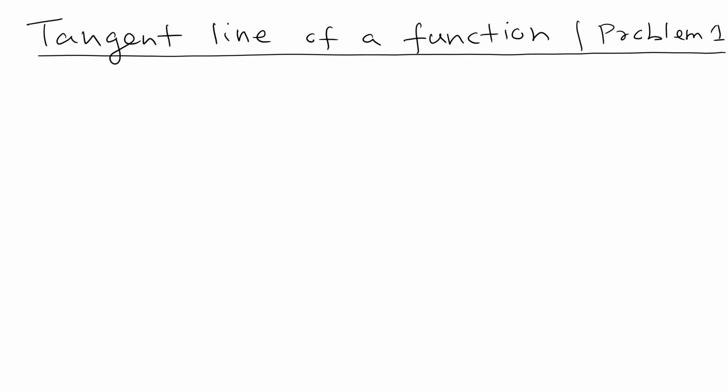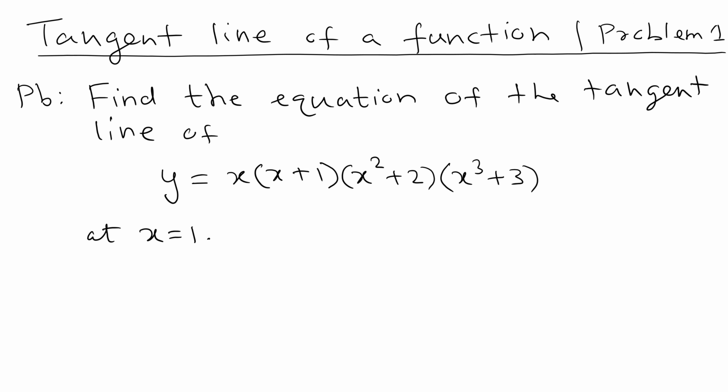In this video, we are going to study a very interesting problem. For example, let's try to find the equation of the tangent line of y equal (x plus 1)(x squared plus 2)(x cubed plus 3) at x equal -1. So there are three functions multiplied. We can use the product rule as usual, but we can notice a few things.